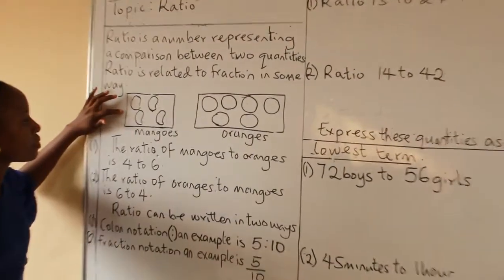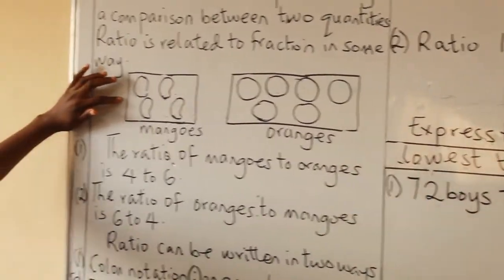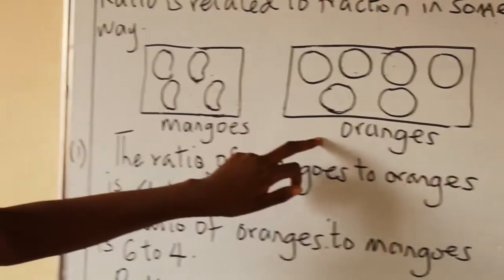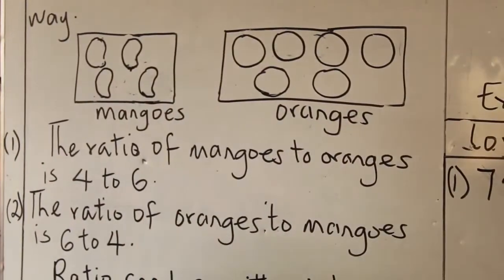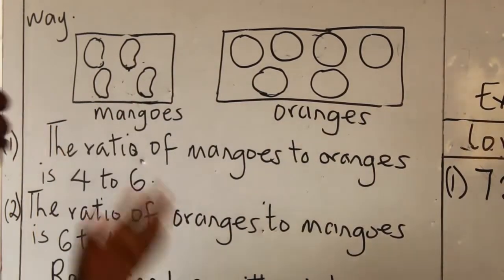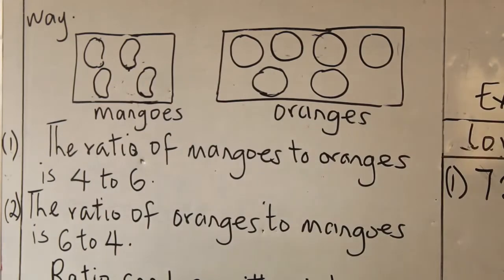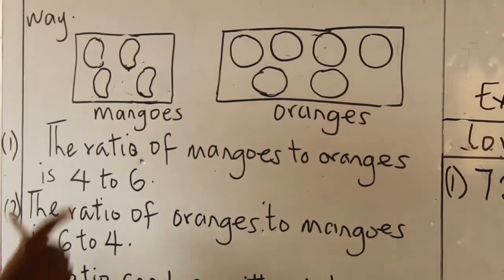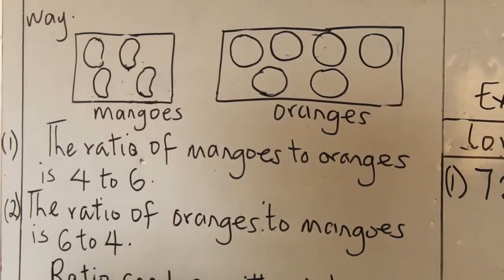And in this box, we have 4 mangoes, and in this other box, we have 6 oranges. If I'm to say the ratio of mangoes to oranges, I'll be saying the ratio of mangoes to oranges is 4 is to 6. And the ratio of oranges to mangoes is 6 is to 4.